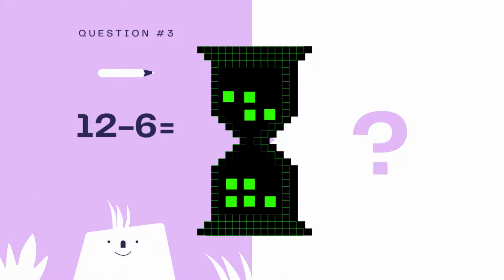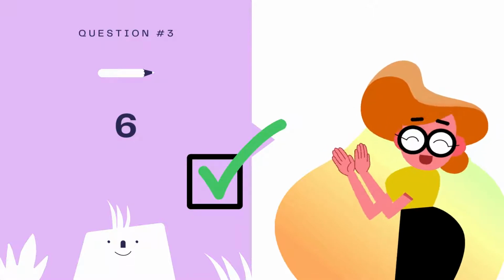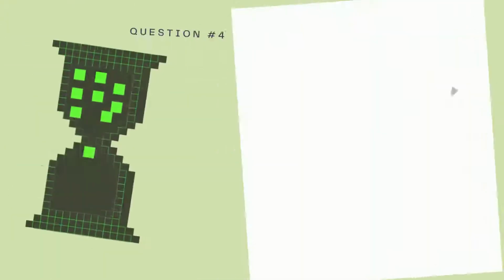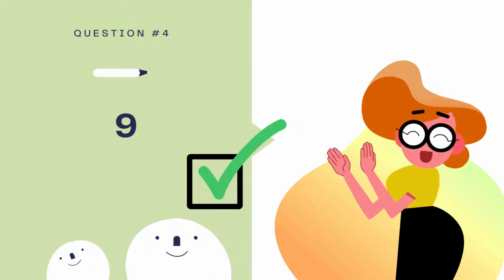Next question. 12 minus 6. Let's check the answer. The answer is 6. Well done. Next question. 16 minus 7. Count the answer. Let's check the answer. It's 9.